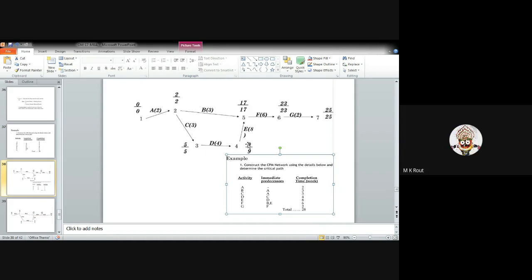Okay, then moving to the next immediate predecessors, that is B to F and E to F. B to F is given how much? And E to F is given how much? That is 6. Yes sir. Okay. So in case of calculating D to E first, that is 9 plus 7, that is 17.